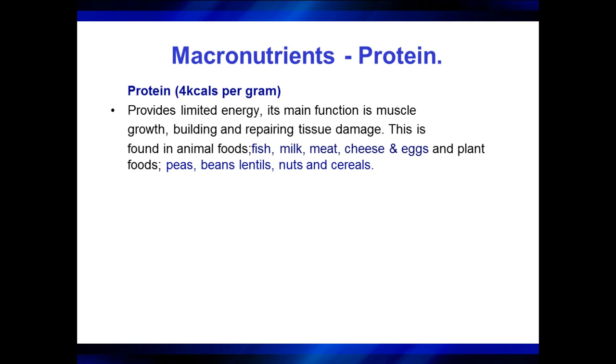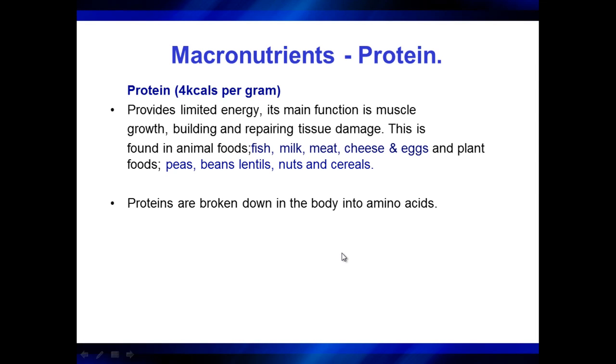The types of food that you would find it in would be things like fish, milk and meat, and specifically for vegetarians, if you don't eat meat, then your major sources of proteins will probably come from things like beans and lentils and nuts and cereals. So when proteins are broken down, they form into these other chemicals called amino acids. And so different proteins have a different amino acid structure.